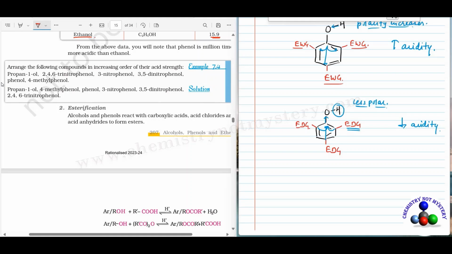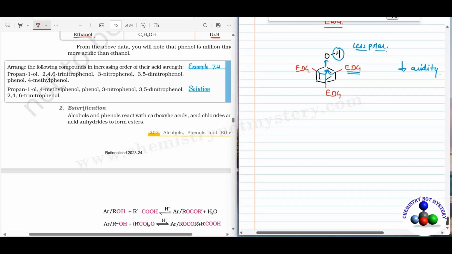Propan-1-ol, 2,4,6-trinitrophenol, 3-nitrophenol, 3,5-dinitrophenol and 4-methylphenol. So let's draw the structures of these molecules. First one is propanol. So CH3, CH2, CH2OH, this is propanol.